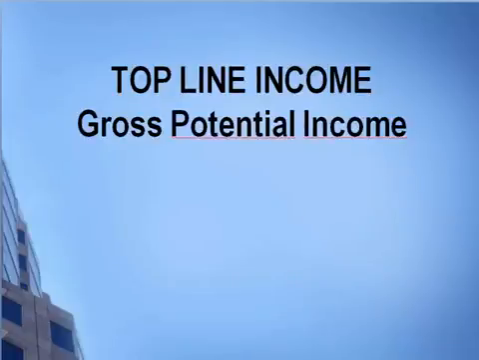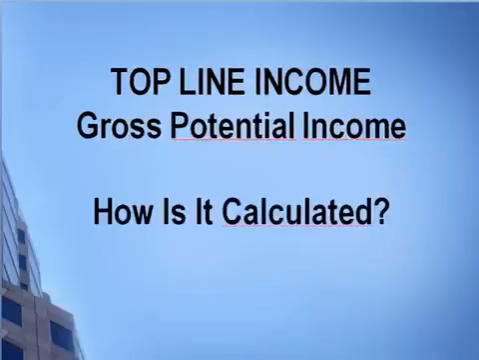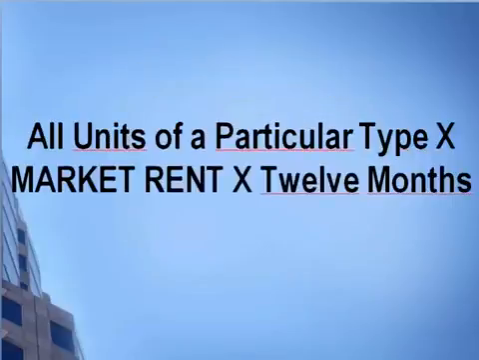Okay, so let's take a look at the first part, which is the top line, the gross potential income. All right, that is at the top of every income and expense statement. Now, how is the gross potential income calculated? Very simply. Here's how we do it. We take all the units of a particular type, we multiply it by the market rent, and we multiply it by 12 months. So let me clarify this for you.